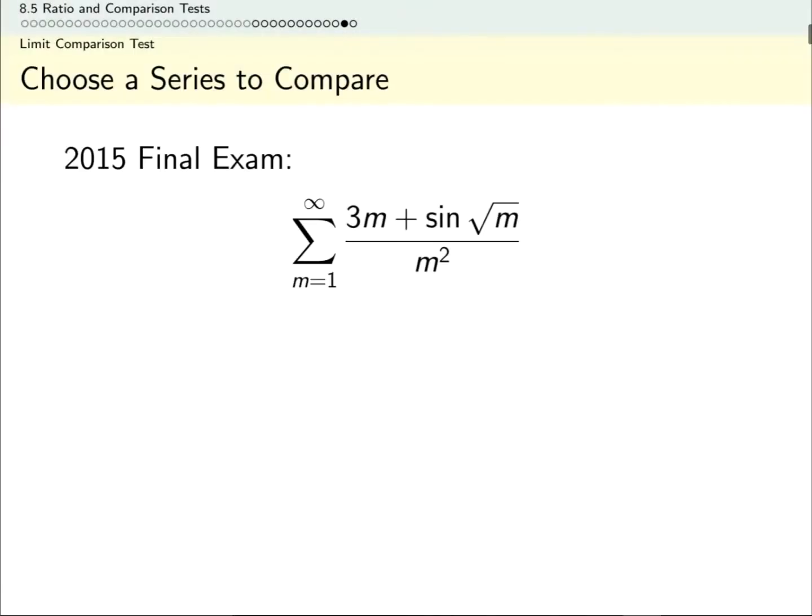Here's a really similar example to the example we just did. This is a good opportunity to check that you understood the last explanation. So pause the video and see if you can write out a complete justification as to whether this series converges or diverges.